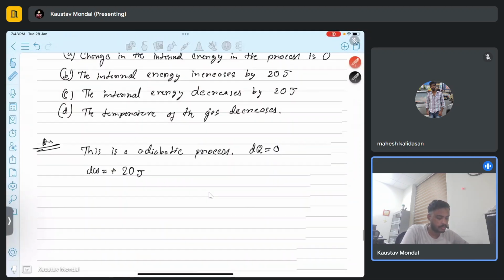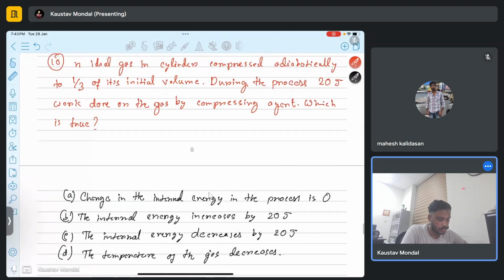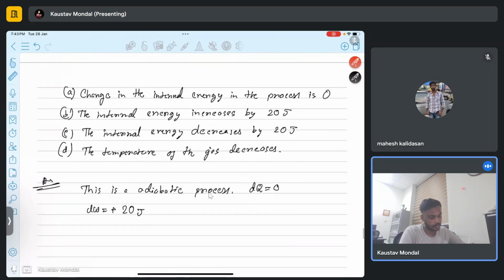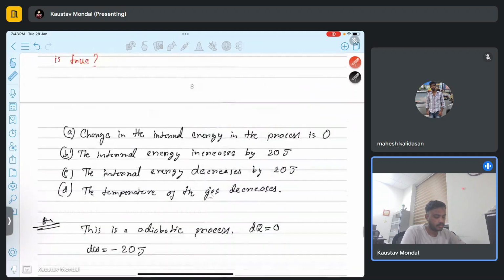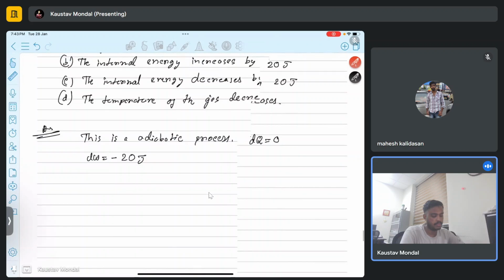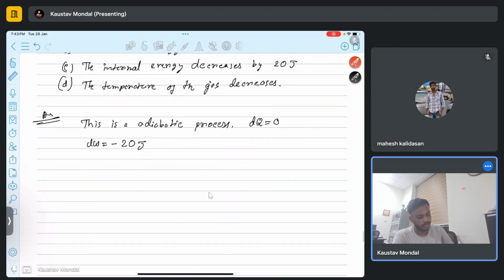So now, on the gas, that means this dW should be negative. Sorry, my apologies. So this is done on the gas, and when it's on the gas, that should be negative. So dW will be minus 20 joule. Let me write it as done on the gas, right? That should be negative.